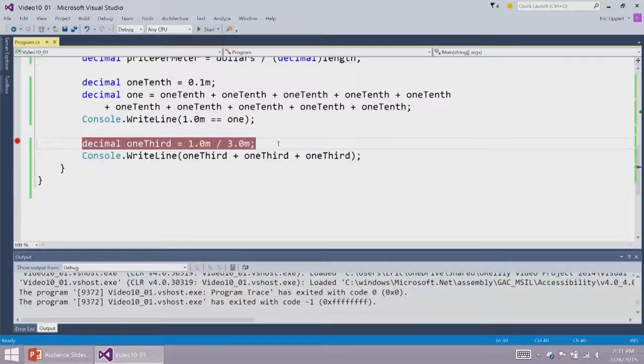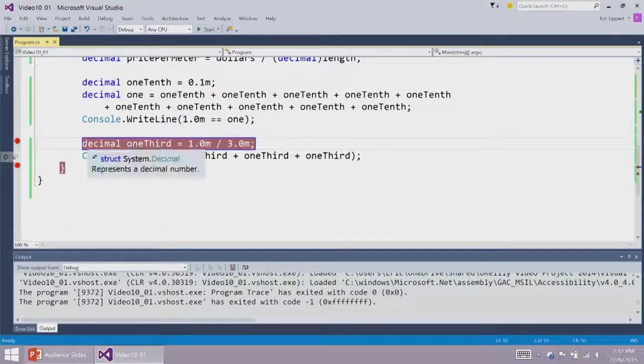All right, now the same thing is true for decimals, right? I said before that decimals are quantities that are fractions, where the bottom of the fraction is a power of 10. So if we say, well, I'm going to make a decimal 1/3, and it's equal to the decimal 1.0 divided by the decimal 3.0, we have exactly the same problem, right? This thing is going to be rounded off to the value that is as close as possible to 1/3. And then when we add these things together, we're not going to get 1, right?